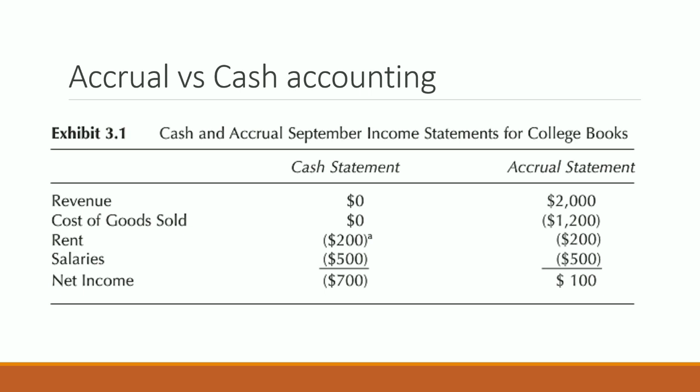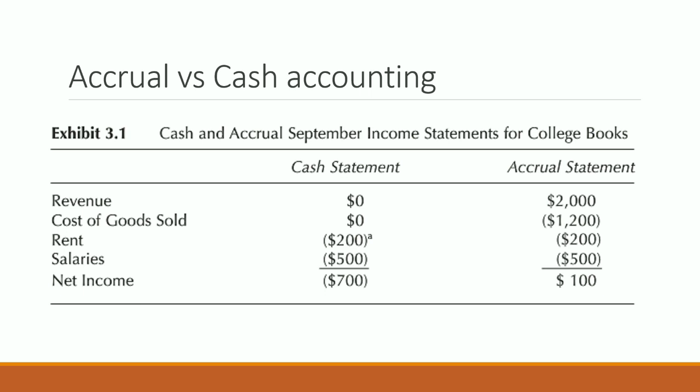So College Books acquired books in June, July, and August for $1,200. In September, College Books sold and shipped these books for $2,000. Customers did not pay for the books until October. Monthly rent is $200 and salaries are $500. So from a cash standpoint, this is for September.